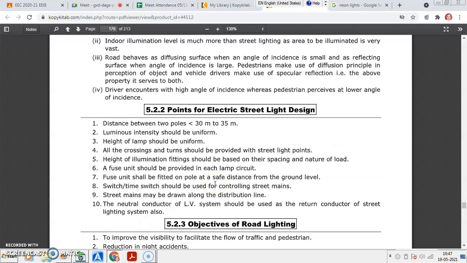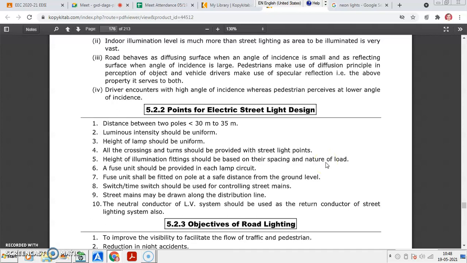The points to be remembered for electric street light: the distance should not be more than 35 meters. Some cases may go up to 50 meters, but should not be more than 35 meters. Luminous intensity must be uniform as far as possible. The height of the lamp should be uniform, so that you may have uniform illumination. All crossings and turns should be provided with street lights. That is what we have seen.